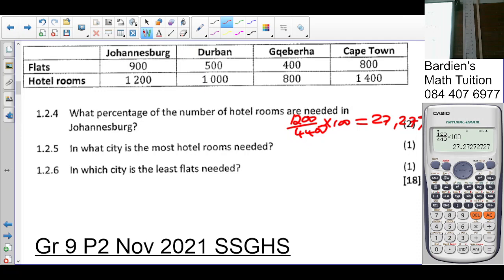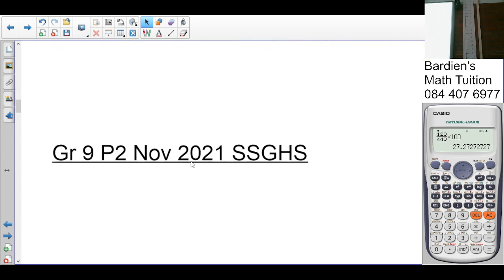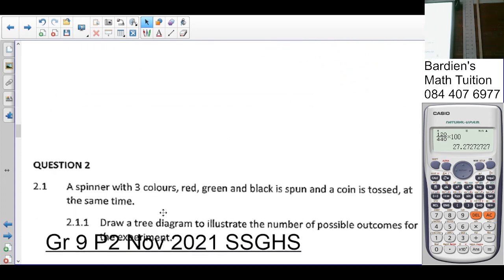Then it says, in what city are the most hotel rooms needed? Cape Town, at 1,400. In which city are the least flats needed? Gqeberha. Right. You all agree with that? Yes. Right. Let's carry on with our lives.